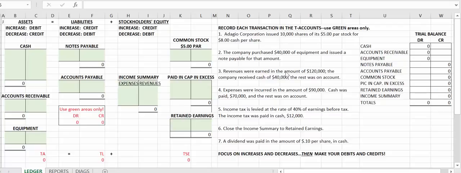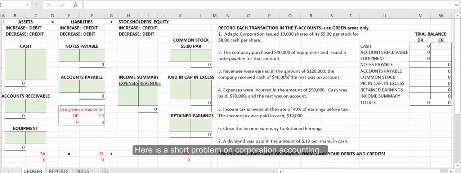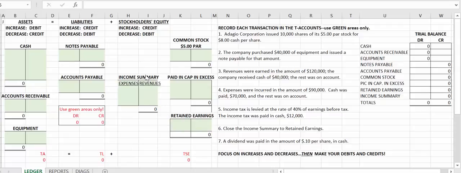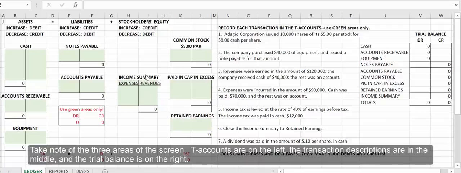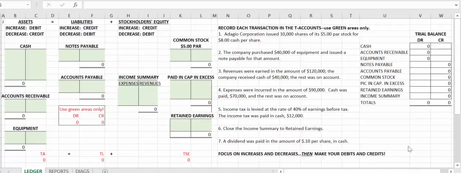Here's a short problem on corporations, and what you see on the screen here represent the T accounts over on the left for the corporation. There might be some accounts that you've not seen before. In the middle are the descriptions of the transactions, and I've got kind of a live trial balance here. So as we go along entering the transactions, if you look over to the right, you'll see the debits and credits entered in as they get updated.